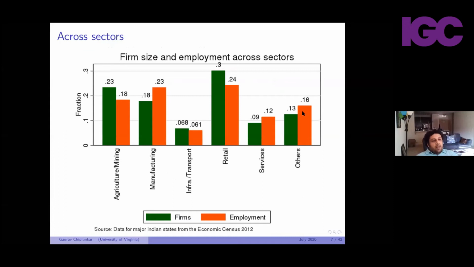This is again showing you a cut across different sectors. The green lines show the fraction of firms across different major industries, and the orange line shows employment across these major industries, again from the latest economic census. So as you can see, there is retail and manufacturing basically. Retail captures almost 30% of firms and about a quarter of your employment. And then you have agriculture and manufacturing capturing another larger share. So I think this is not surprising at all, but just to give you an idea of how this is allocated across industries as well.